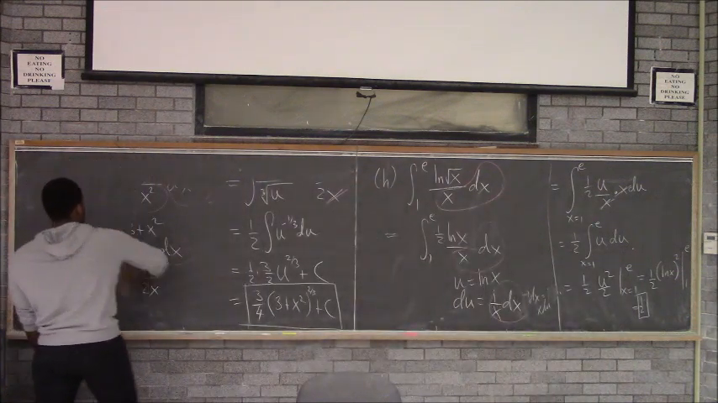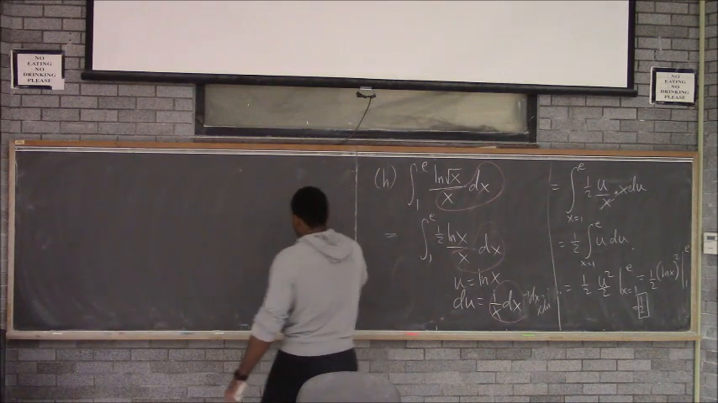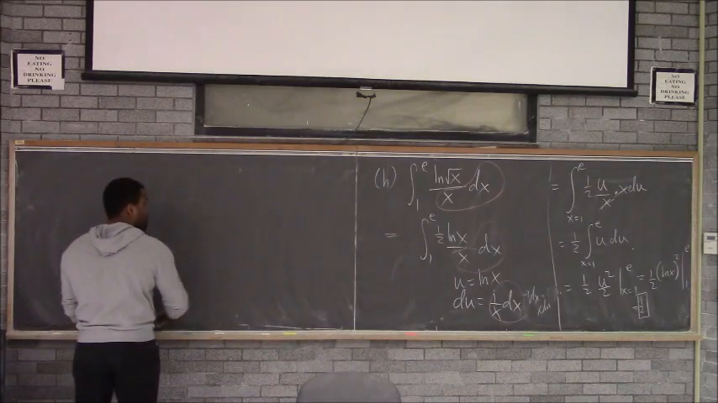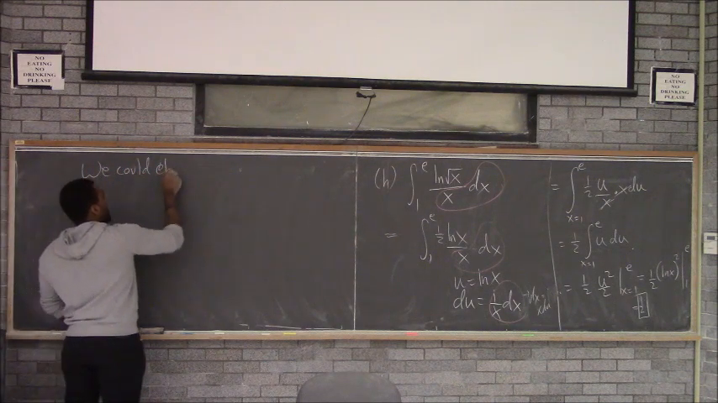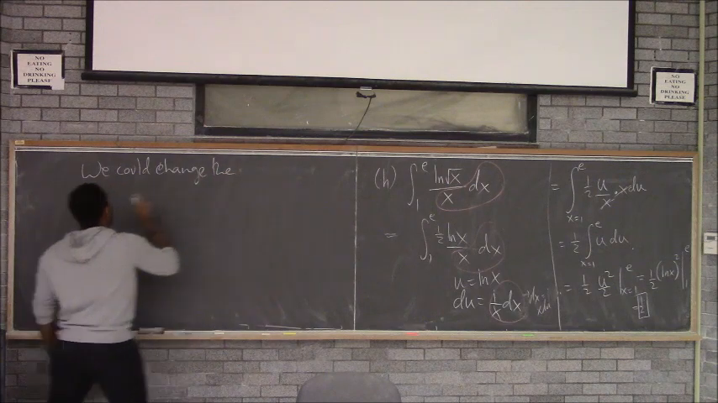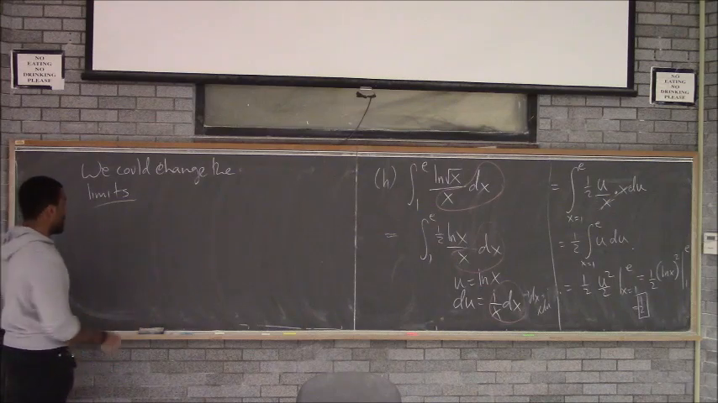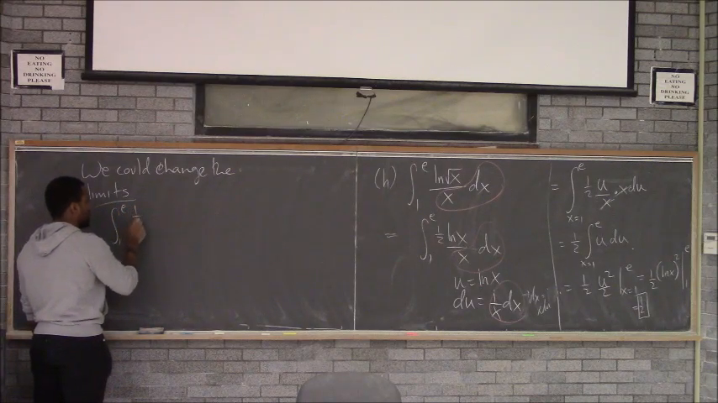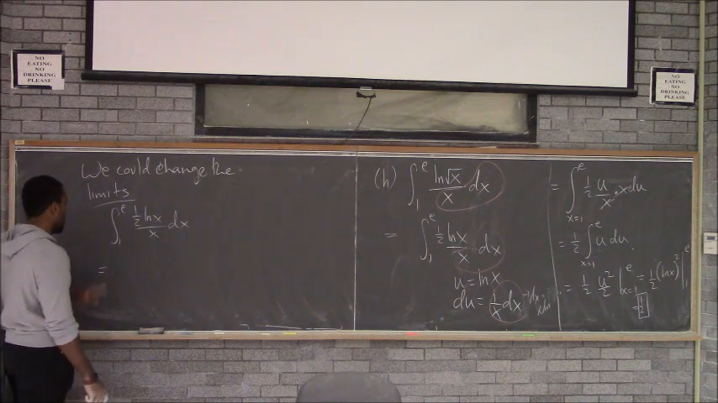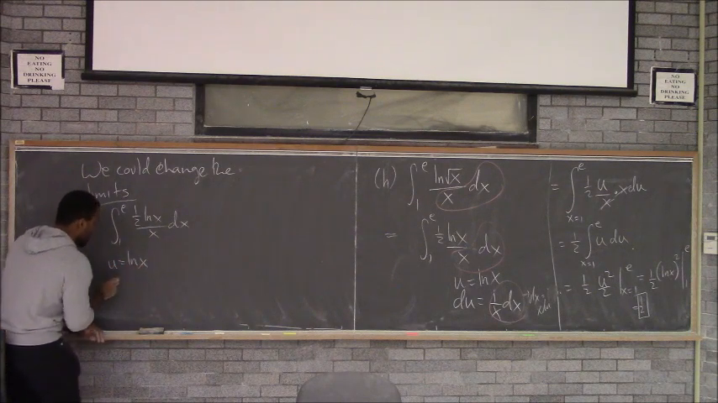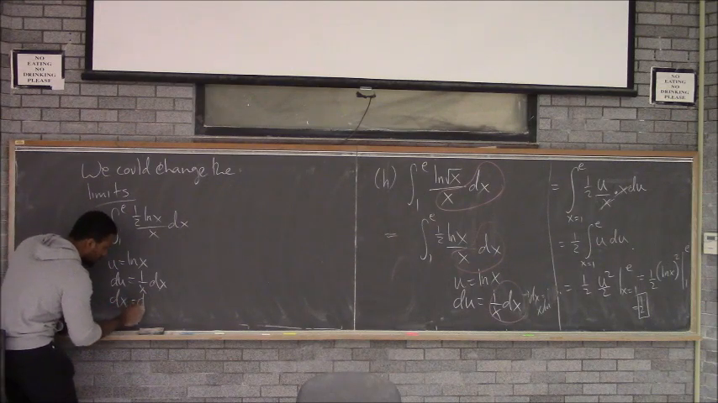You did have an option of changing the limits. And this is what I mean by back substitution is optional when you have a definite integral. So let's say I had this same guy, 1 to e, 1/2 ln of x over x. I could do my u equals ln x, my du is equal to 1 over x dx, so my dx equals x du.